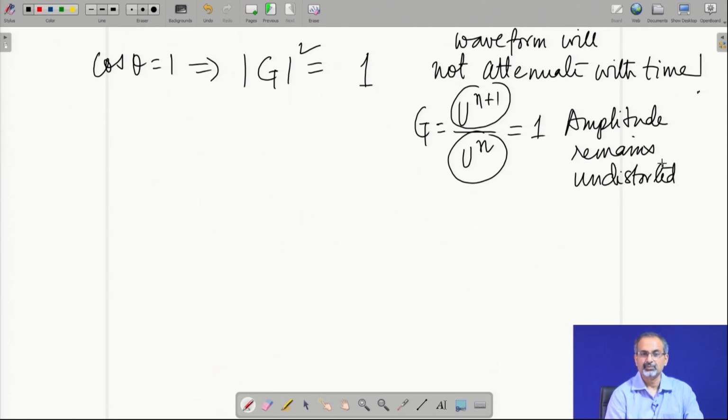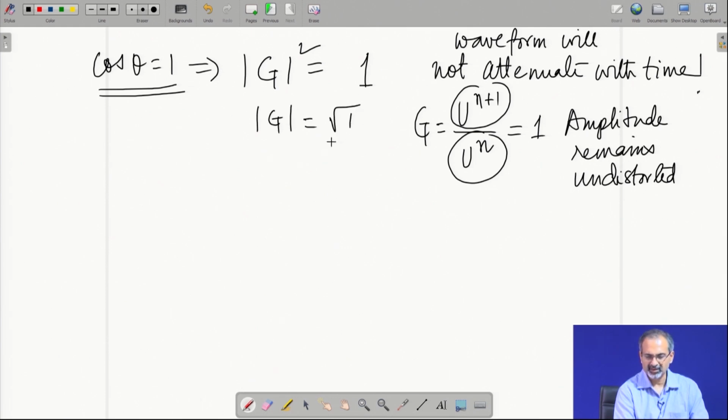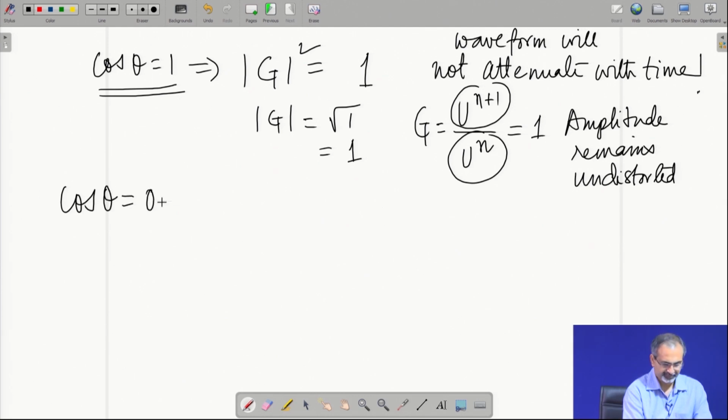is certainly a favorable feature. However, remember that for this scheme, when cos theta is equal to 1, we are able to achieve mod G is equal to 1. Of course, mod G is nothing but root over 1 and you just extract the positive root, because the negative root does not make sense. For specific values of theta, this can be achieved, but if you go to other values of theta, most often this will not be achieved.